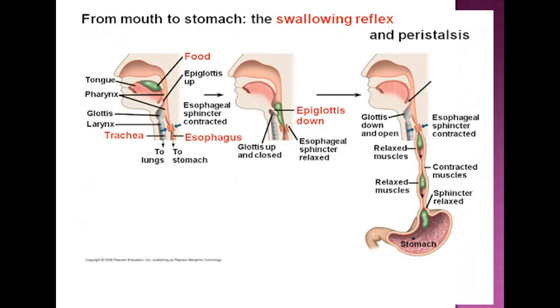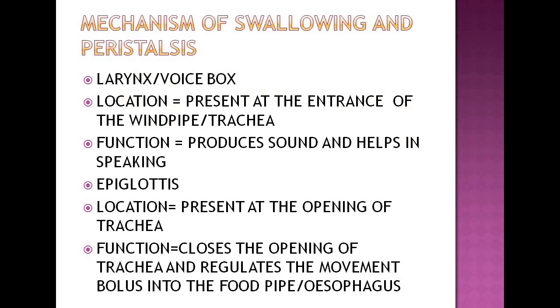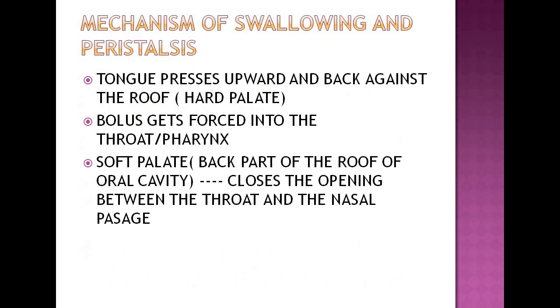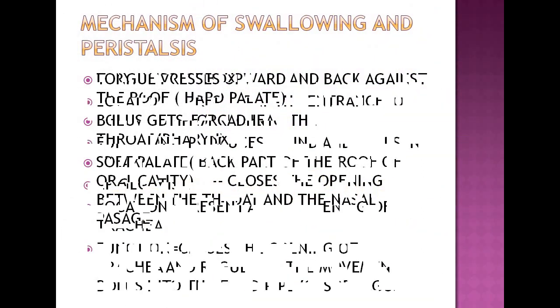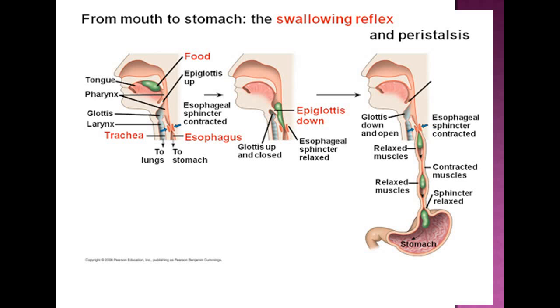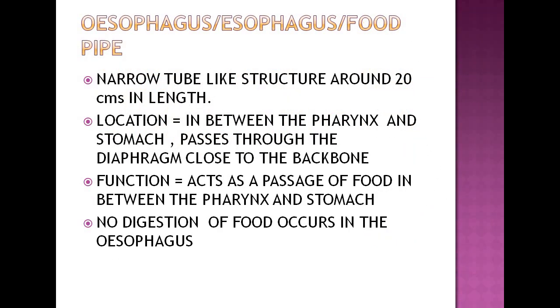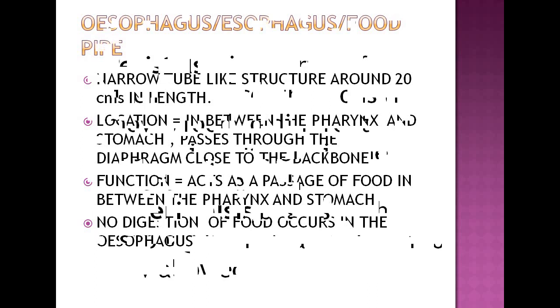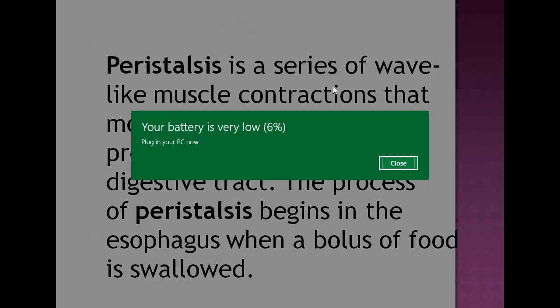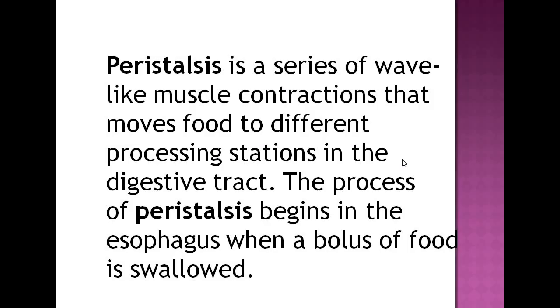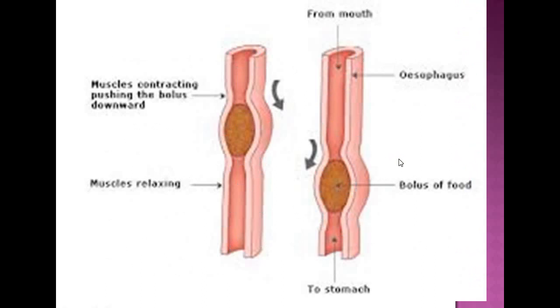Now what's your homework? Your homework is to write down the location and function of the larynx and epiglottis. Then draw a diagram of this mechanism of swallowing food. Then write down the structure, location and function of the esophagus. Write down why digestion does not take place in the esophagus. Define peristalsis.